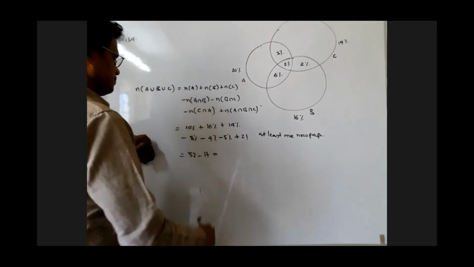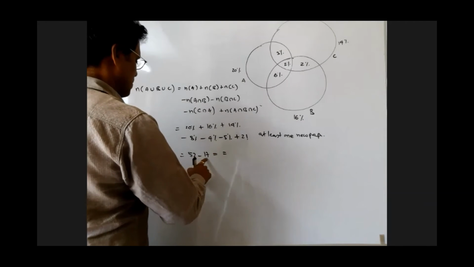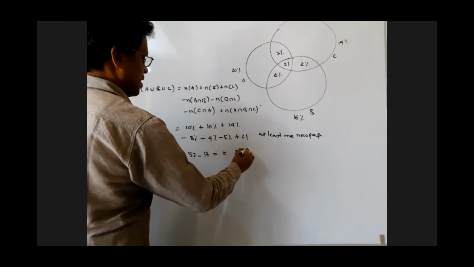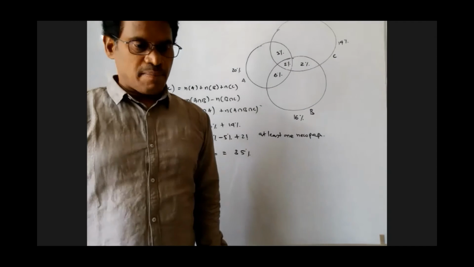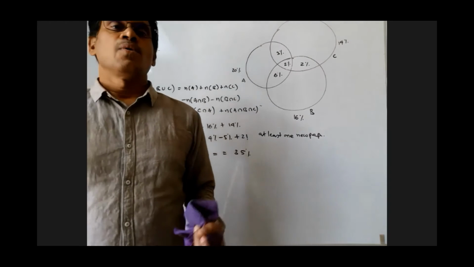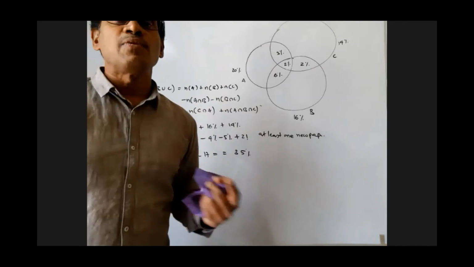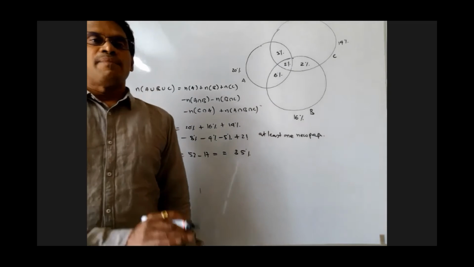12 plus 17, am I right? When you subtract, how much are you getting, my dear? 52 minus 17 is 35%. So the percentage of population who are reading at least one newspaper is 35%. That much easy it is. Okay, that is the way.